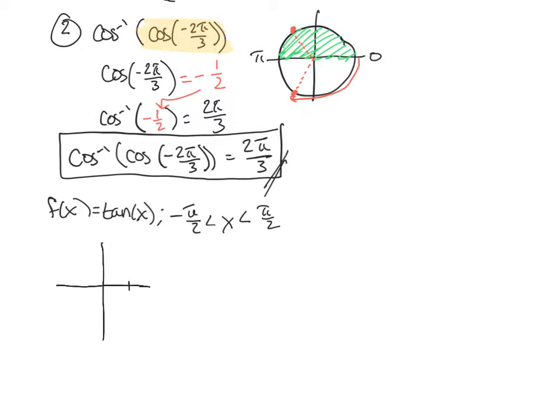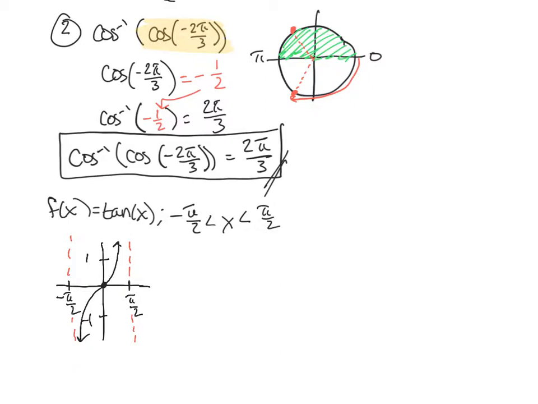We're going to say pi over 2 is right here. We're going to say negative pi over 2 is right here. And the reason I want to mark those out specifically is because those are where our asymptotes are for tangent. And then we're going to say that 1 is here, and negative 1 is here. Tangent, we start here. We go up. We go here.